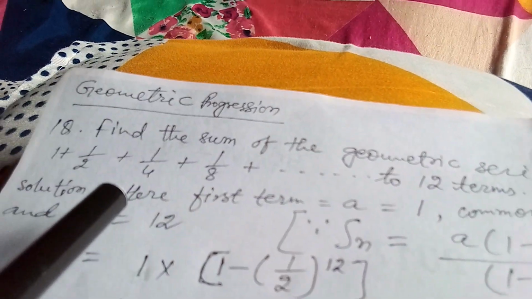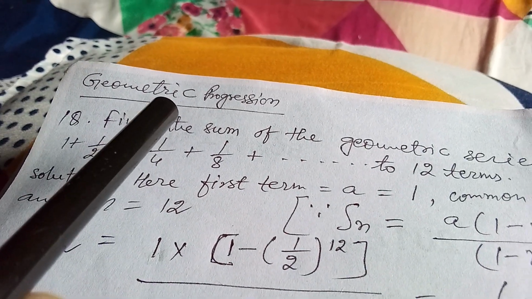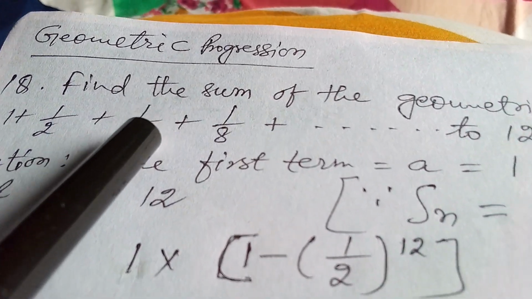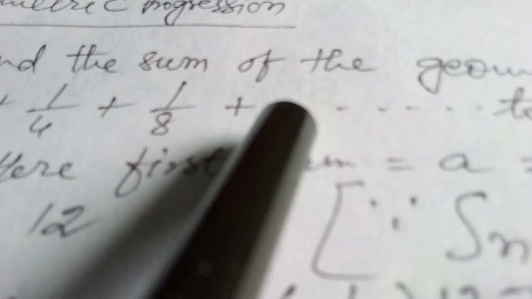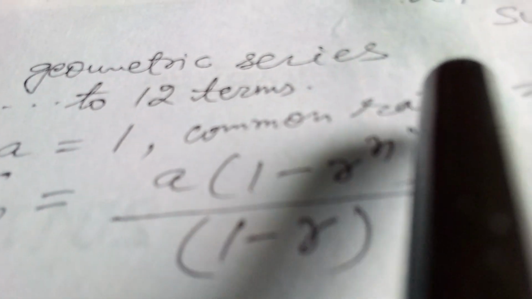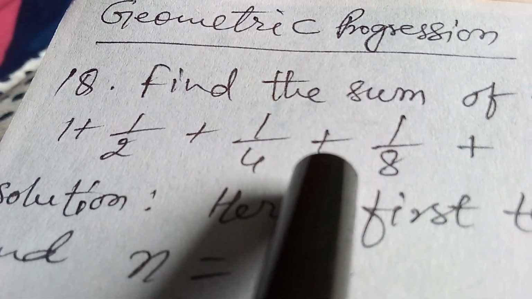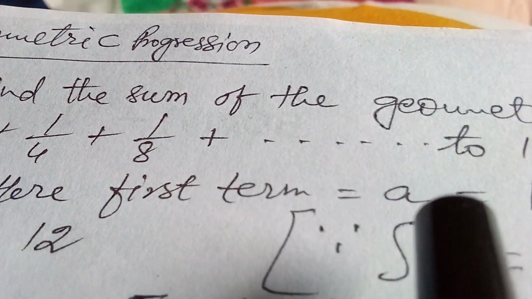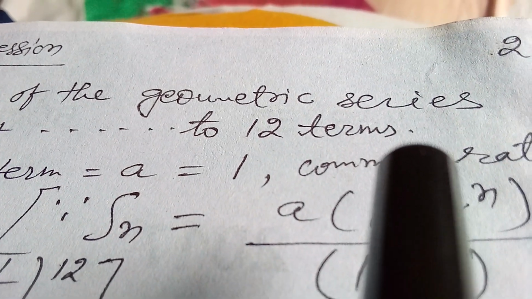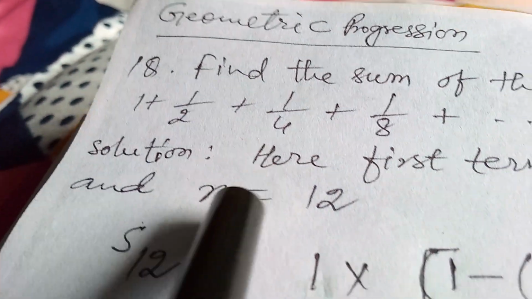My dear students, today I am going to discuss some questions in geometric progression. The first question is, find the sum of the geometric series 1 plus 1 by 2 plus 1 by 4 plus 1 by 8 plus and so on up to 12 terms. So the solution is here.